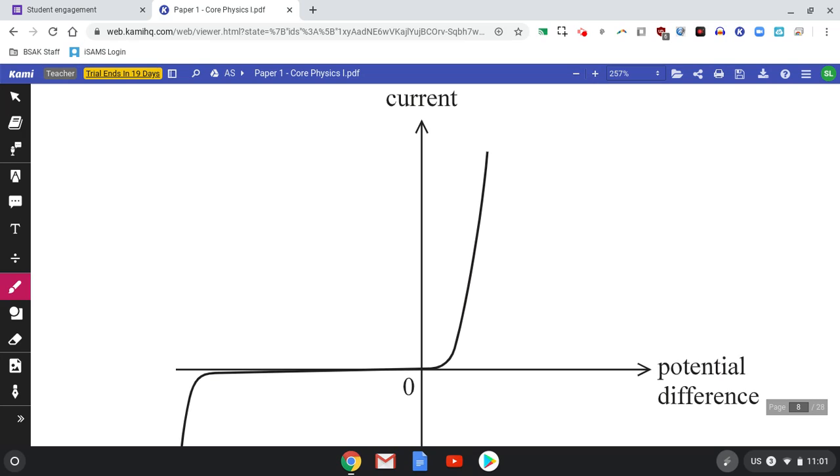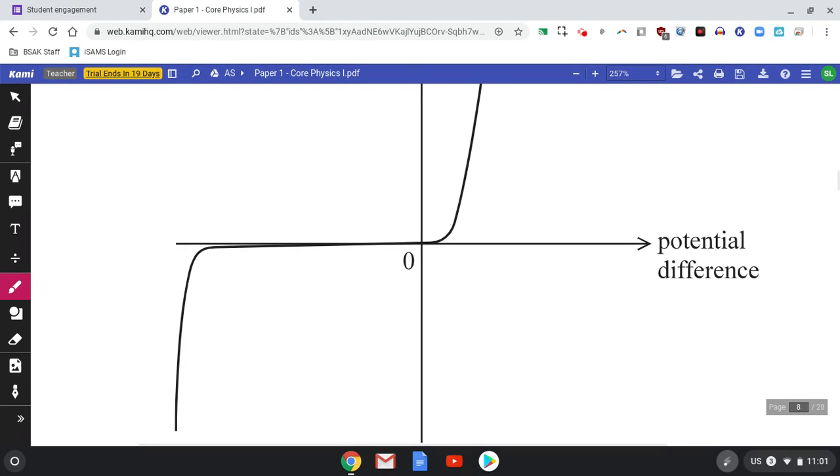Right, in the negative direction, the mark scheme's quite clear here. It wants you to identify that there is a very, very high resistance, extremely high resistance, which results in a zero current. Okay, so it wanted you to make that observation there.